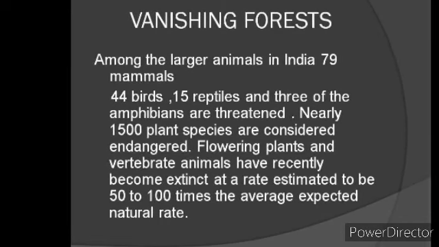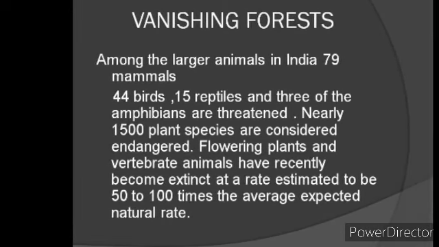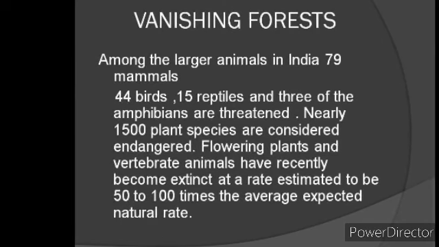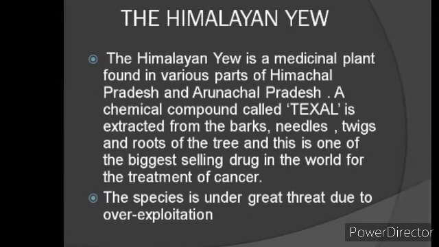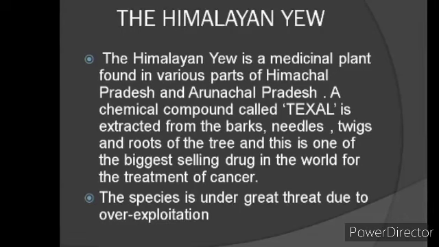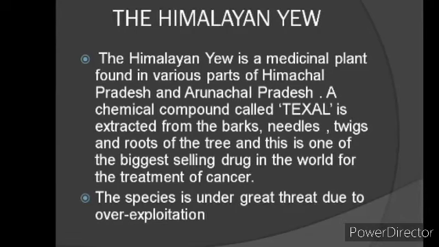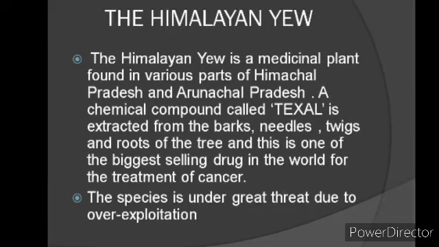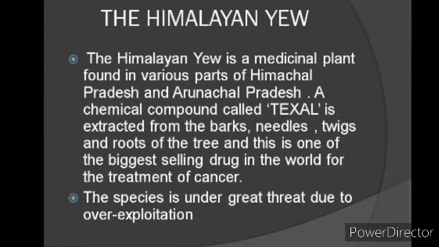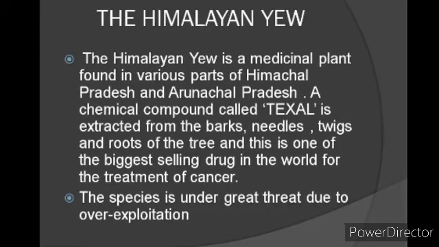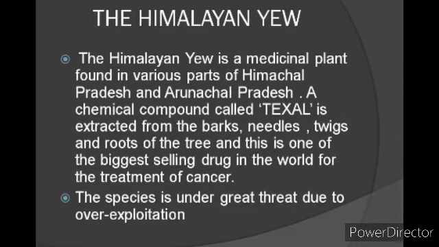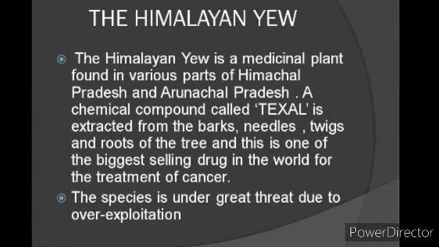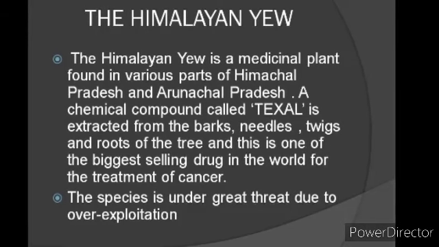So next is about the Himalayan yew. When we study the plants which are endangered, it's very important to study the Himalayan yew. This is a type of medicinal plant found in various parts of the Himalaya, Himachal Pradesh and Arunachal Pradesh. A chemical compound called Taxol is extracted from the bark, needles, twigs and roots of the tree, and this is one of the biggest selling drugs in the world for the treatment of cancer.